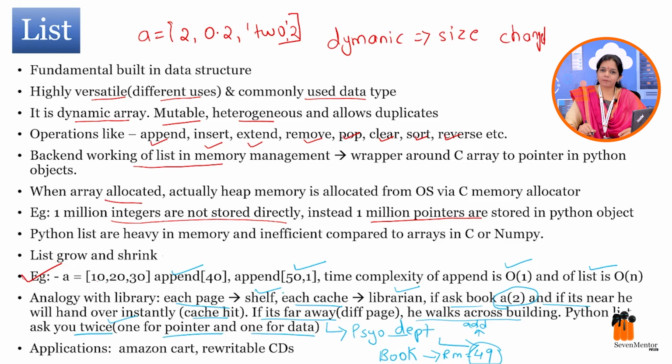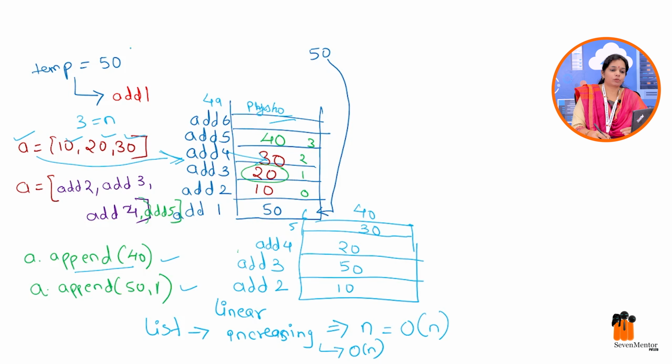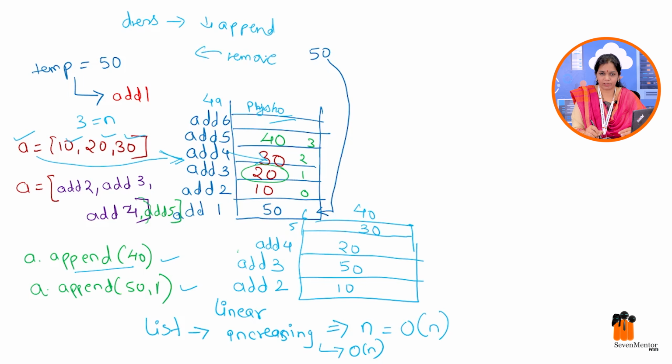The example of a list is our Amazon cart. Whenever you do shopping, let's suppose you buy one dress, you put it into the cart. This operation is append. But after some days you feel, no, this is not a good color, I don't like it, so you remove it. You can remove it, right? So this is append and this is pop, which is remove.